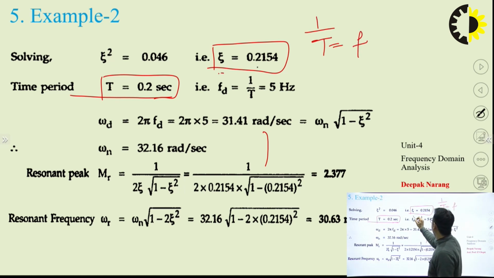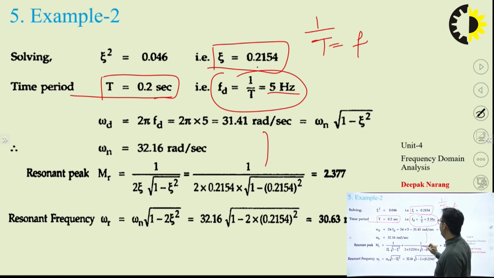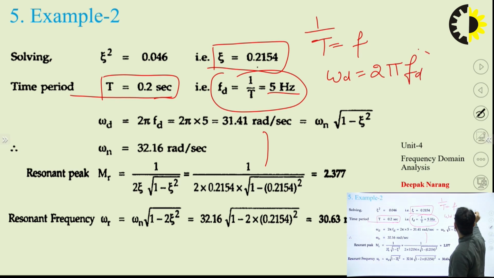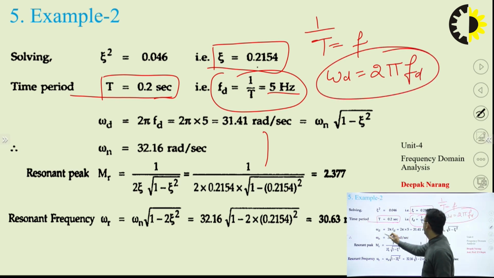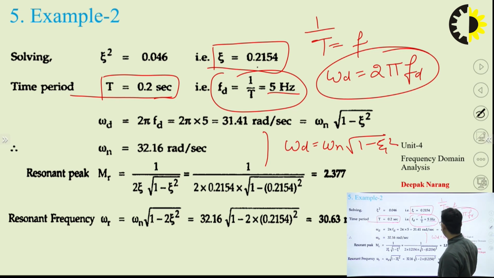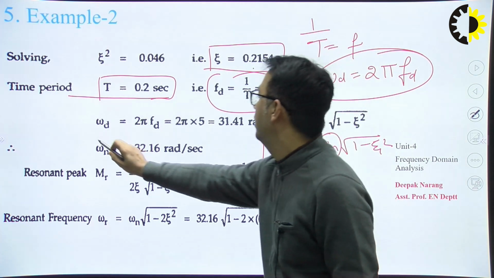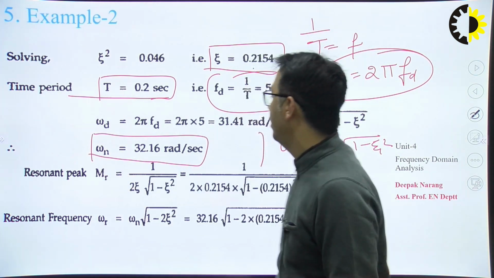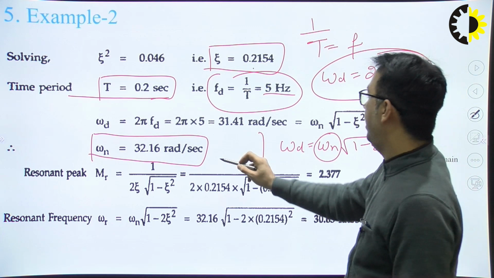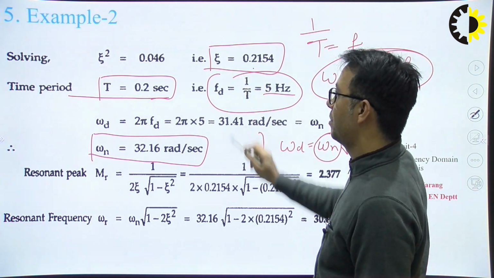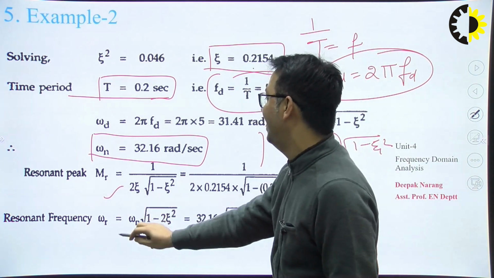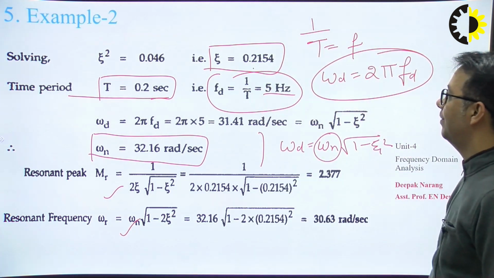Now period of oscillation is given, and we know frequency is equal to 1 upon T. From here we can get the frequency, which comes out 5 Hz, and omega d will be equal to 2 pi into fd. So here we can get omega d, and omega d is equal to omega n into square root of 1 minus zeta square. So we can calculate omega n, which comes out 32.16. Now we know omega n, we know zeta, and we can get resonant peak and resonant frequency.